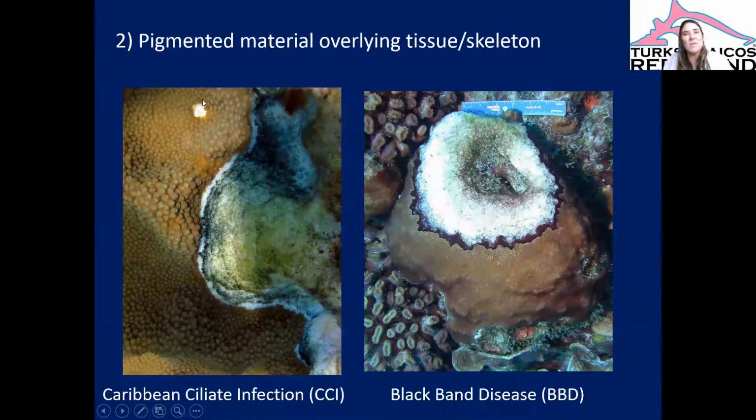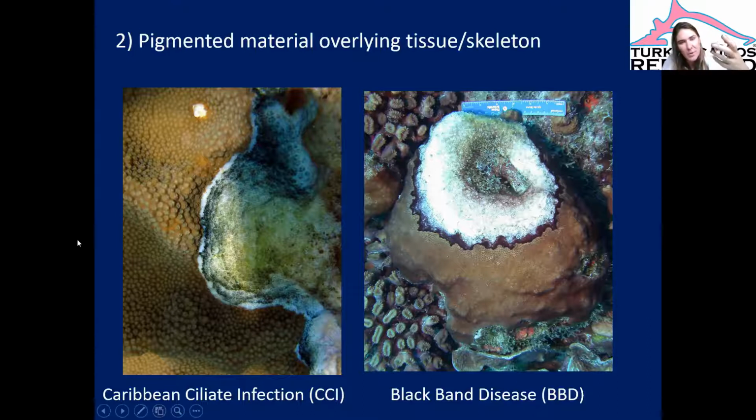So then we have pigmented material overlying the tissue or skeleton. There are two options for this. Black band disease, which actually, if you shine a light on it, is kind of red, causes a thick growth in a kind of irregular pattern, and it's very identifiable. It's just a thick, mossy growth along a disease line working its way outwards on a coral. Different to that though is Caribbean ciliate infection, this photo on the left, and later on we will see more photos that have it, because this is more like very thin black hairs that are growing on a diseased or already recently dead section of coral.